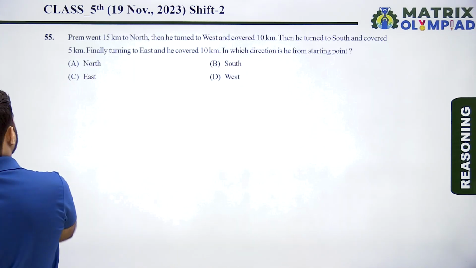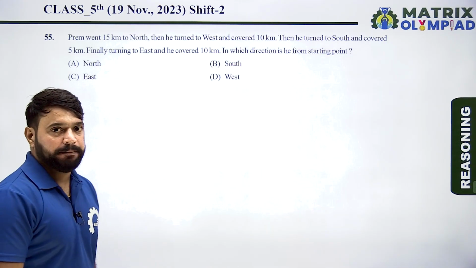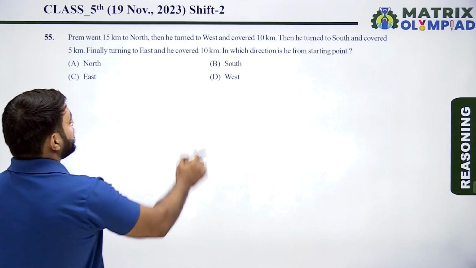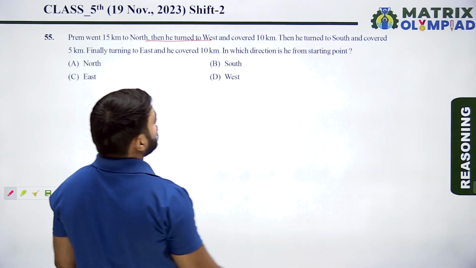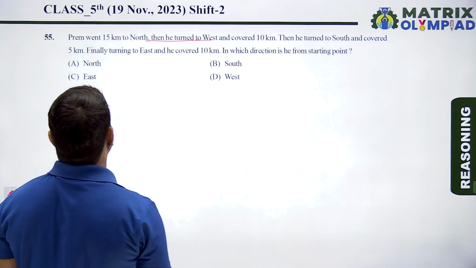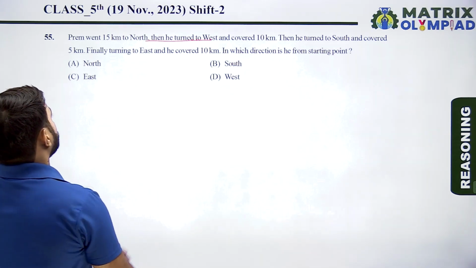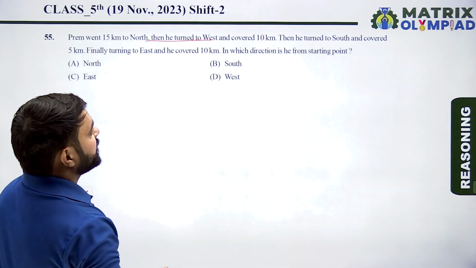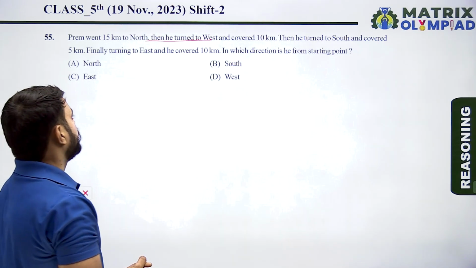So next question is question number 55. Prem went 15 kilometers to north, then he turned to the west and covered 10 kilometers. Then he turned to south and covered 5 kilometers. Finally turning to east and he covered 10 kilometers. In which direction is he from starting point?